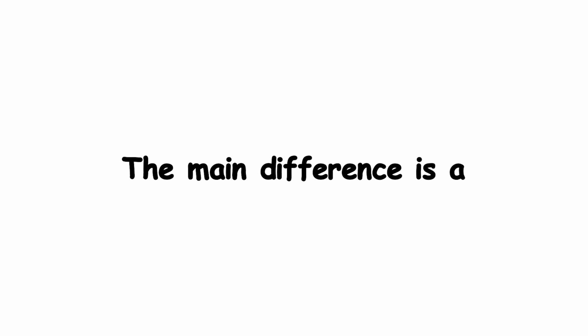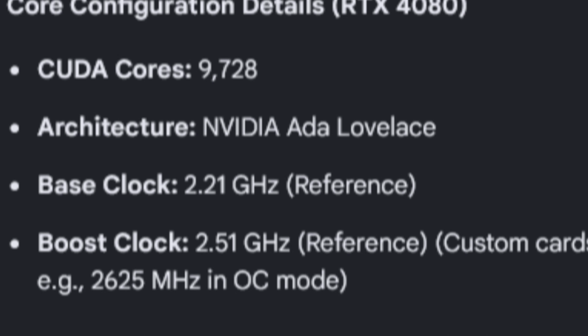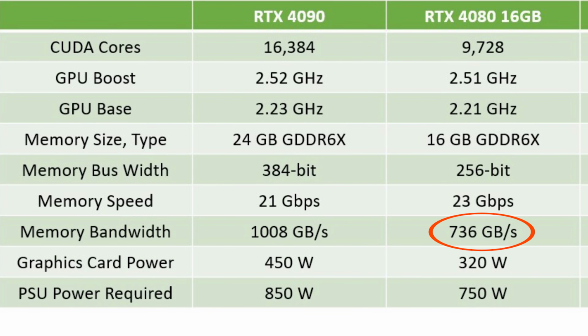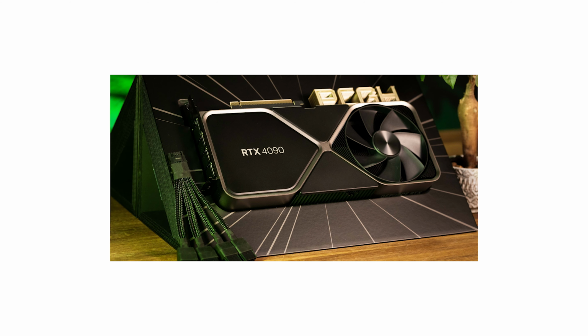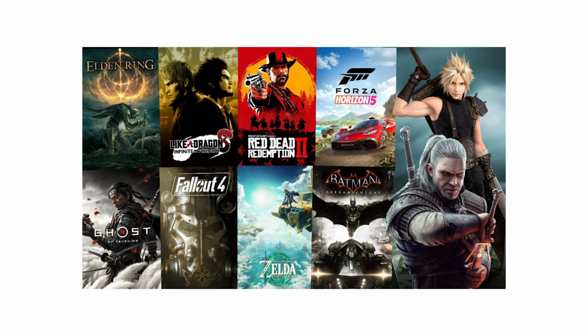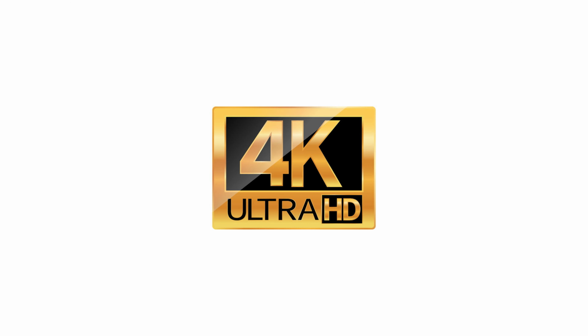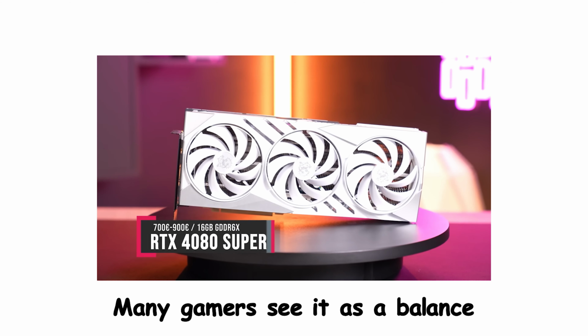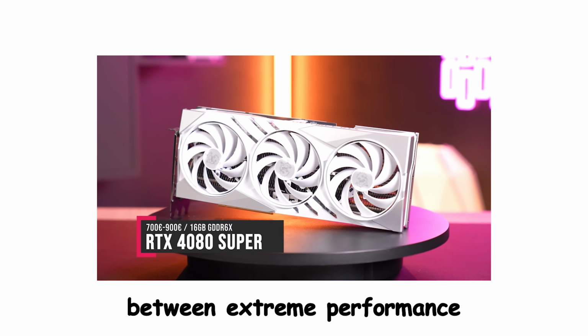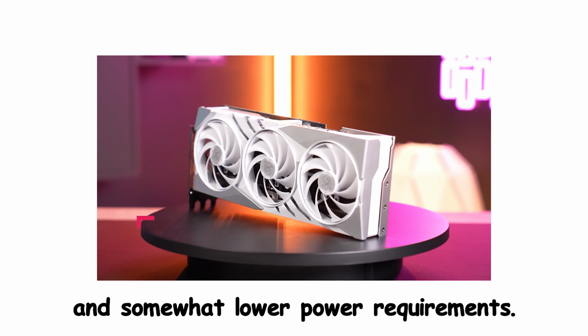The main difference is a smaller core configuration and slightly reduced memory bandwidth, which lowers its overall performance compared to the RTX 4090. Even so, it remains capable of running modern games at high resolutions like 4K with strong frame rates. Many gamers see it as a balance between extreme performance and somewhat lower power requirements.